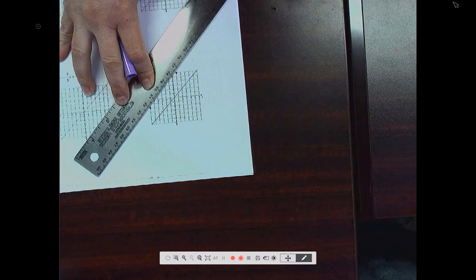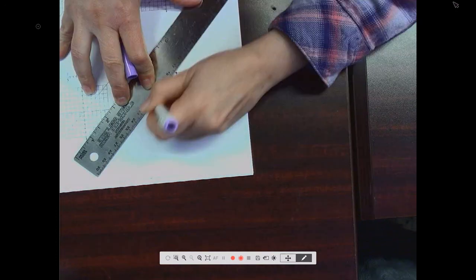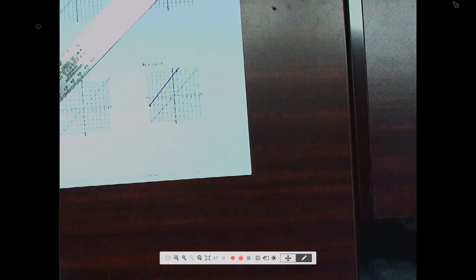Okay. And then I put my pencil back down, draw my line. It goes right through the intersection that I'm aiming for. All right? Okay, go practice that.